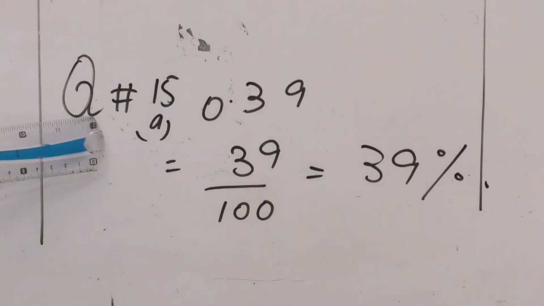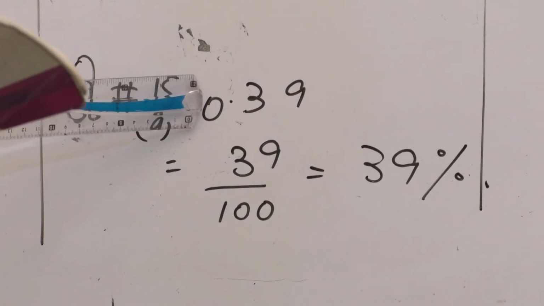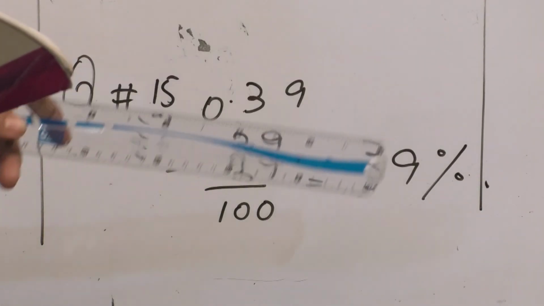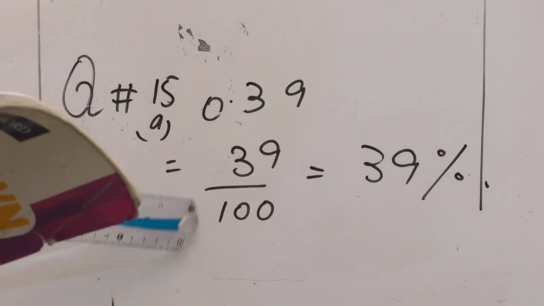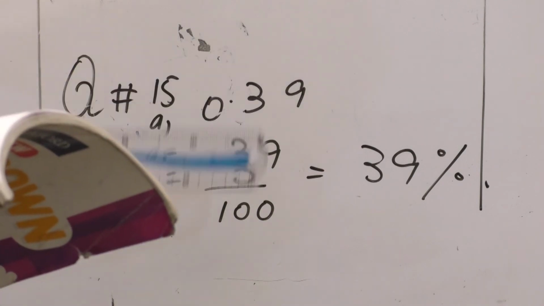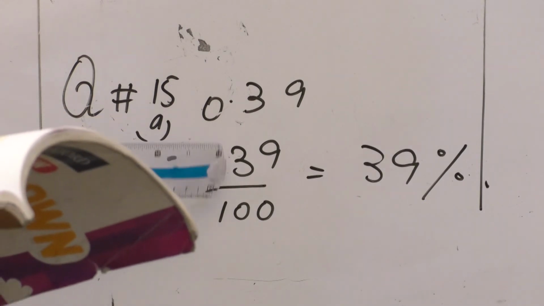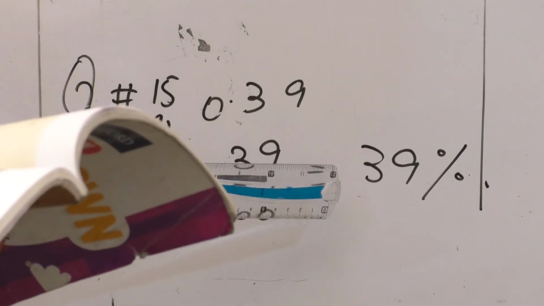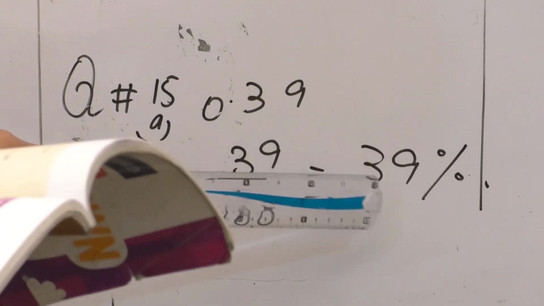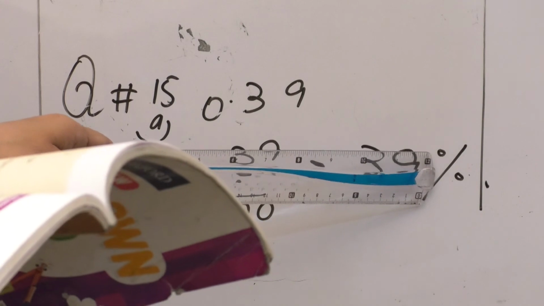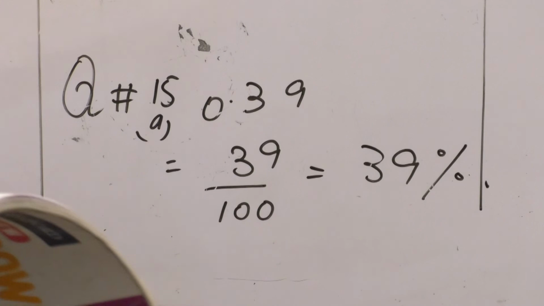Students, question number 15. Change these decimal numbers into percentages. Here we are given a decimal, and we have to convert it into a percentage. First of all, we will replace the point by 1 and the digits after the point will be replaced by 2 zeros. It will become 39 divided by 100. When we have denominator 100, we will replace this 100 or 1 by 100 with the percentage sign. So the answer will be 39%.